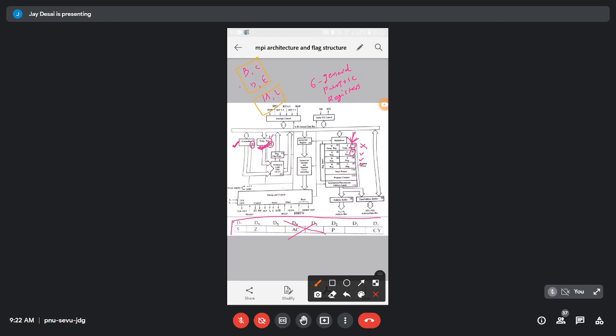Okay, let's go. The next is stack pointer. How many bits?